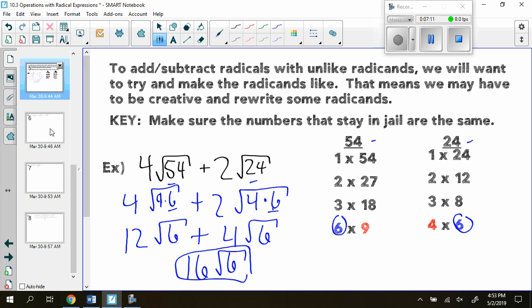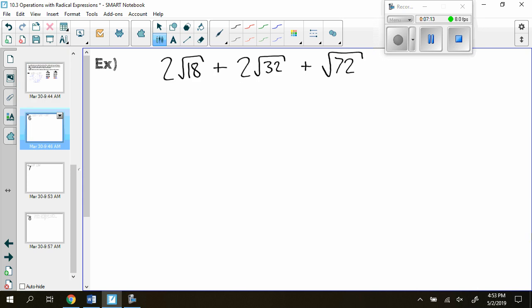All right, example number 6. We've got 2 square roots of 18 plus 2 square roots of 32 plus the square root of 72. All right, so if I think about 18, really the only thing that I could come up with a perfect square factor would be 9 and 2. So I'm going to take 2 square roots of 18 and rewrite that as 2 times the square root of 9 times 2.